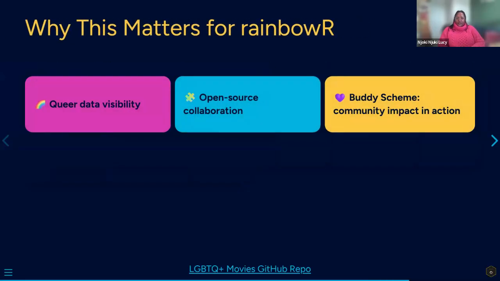So why does this matter for the rainbowR community? By doing so, we have allowed the queer data to be visible. This project has been a collaboration, and we have used open source, and open source R, of course. And we are also very open to include other people and collaborate with us in this project if it interests you.